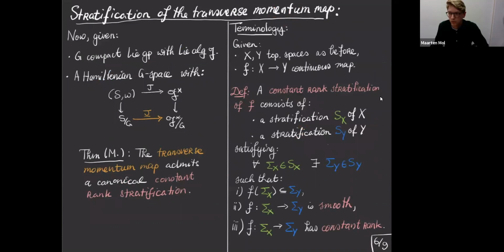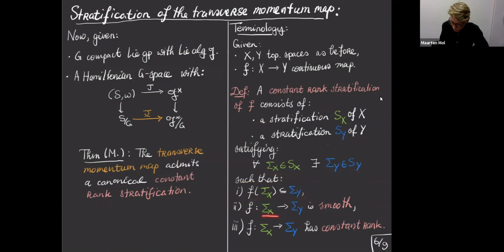All right, now let me turn to the first main theorem of the talk, which is the following. So we're given again a Hamiltonian G space with G a compact Lie group. Then the theorem is that the transverse momentum map admits a canonical constant rank stratification. So what I mean by this is, in general, if we're given two topological spaces with the same topological properties as before, and a continuous map between these spaces, then by a constant rank stratification of the map, I mean, first of all, a stratification of the domain, secondly, a stratification of the codomain, and this should be compatible with the map F, first of all, in the sense that F maps each stratum in X into a single stratum in Y. So this is the first condition here.